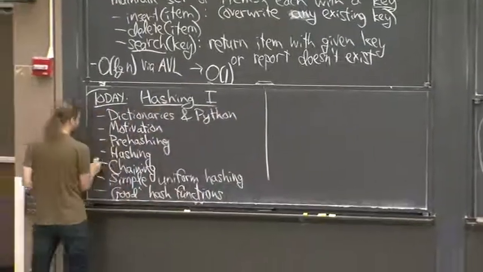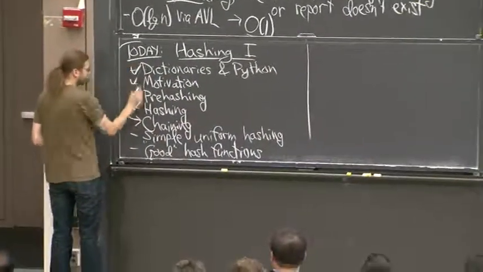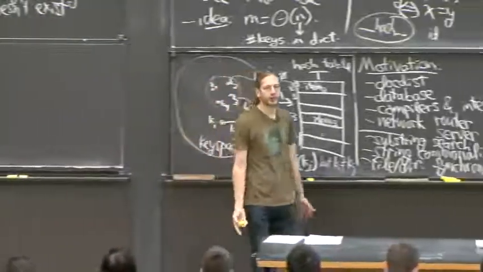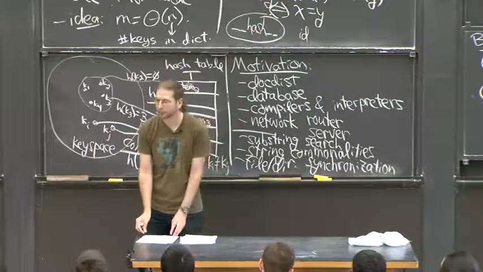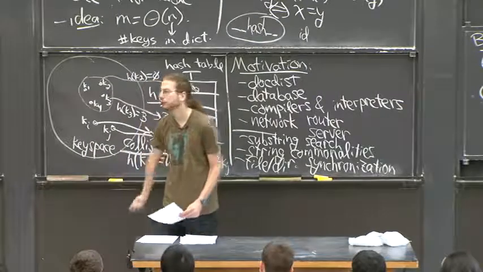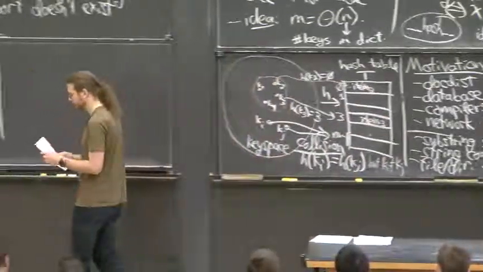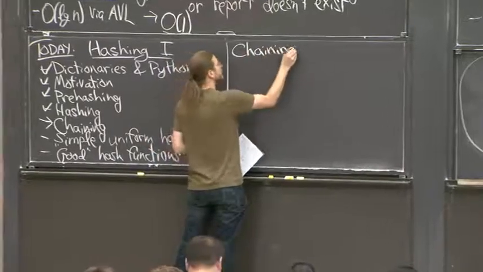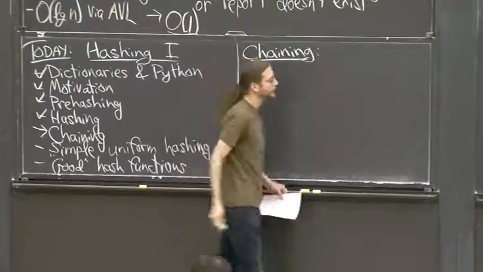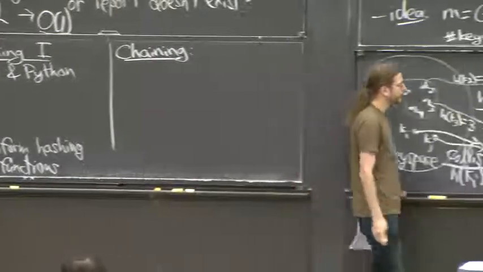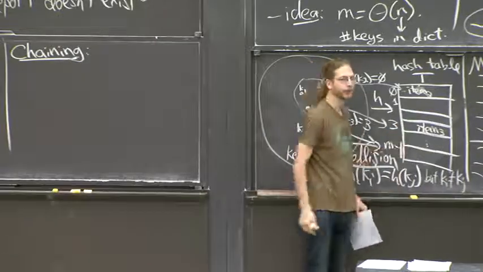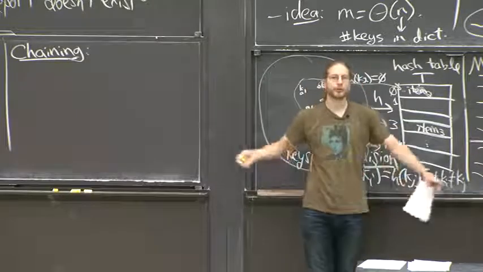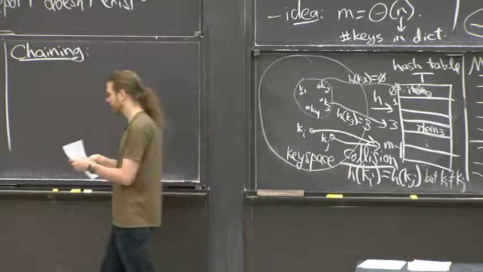Okay, and that is going to be chaining. We've done these guys. Next up is a technique for dealing with collisions. There are two techniques for dealing with collisions we're going to talk about in 006. One is called chaining, and next Tuesday we'll see another method called open addressing. But let's start with chaining. The idea with chaining is simple. If you have multiple items that hash to the same position, just store them as a list. I'm going to draw it as a linked list.